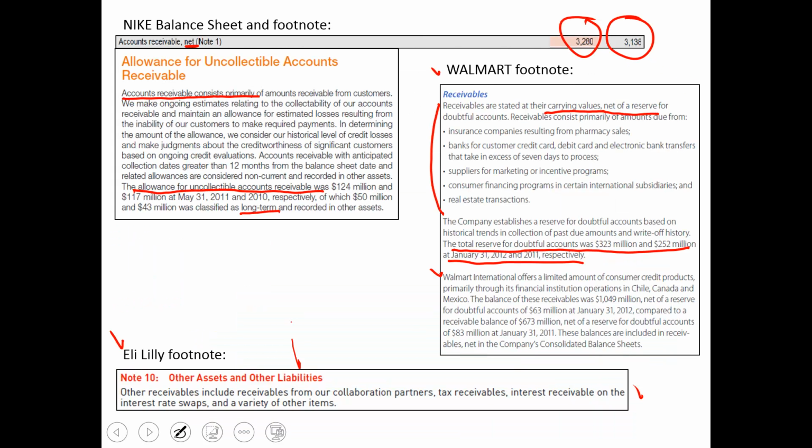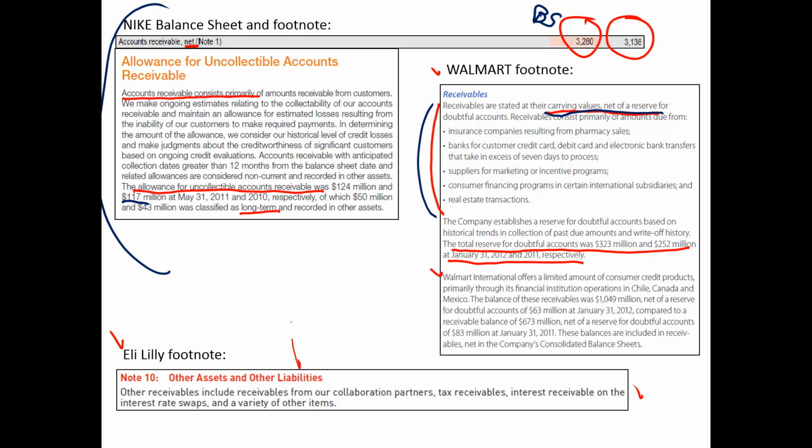The notes to the financial statements, here's Nike. And notice that Nike, these are from the balance sheet, current assets, and it has to tell you what the accounts receivable consist of and also how much the allowance accounts are, and if there's other kinds. For Walmart, notice it defines what your receivables are, and it shows that they're kept at their carrying value net of a reserve or that allowance or that provision for bad debts.